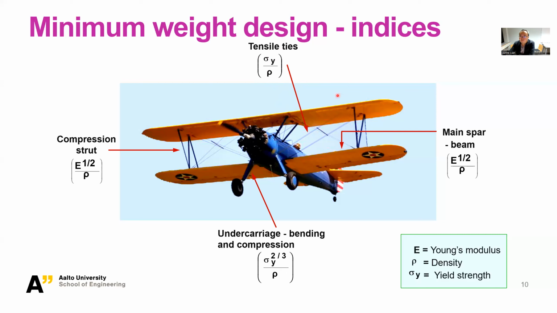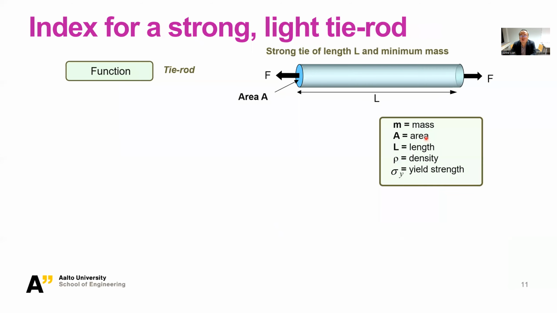While for this part, the spar of this airplane, the loading mode is bending. The most important loading mode for engineering structures is bending, even a beam bending in a way. So here, the material index is the square root of modulus over rho, the density. You are probably wondering how these are derived. Here I'm going to show you two examples to tell you how the material index for these cases is derived. The first is this tensile load.